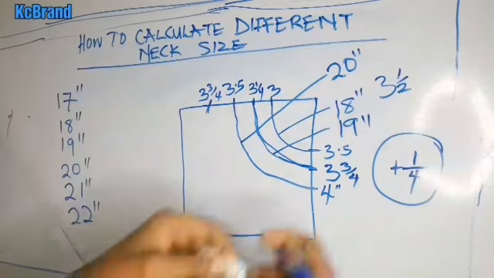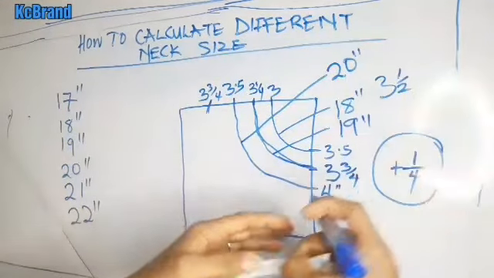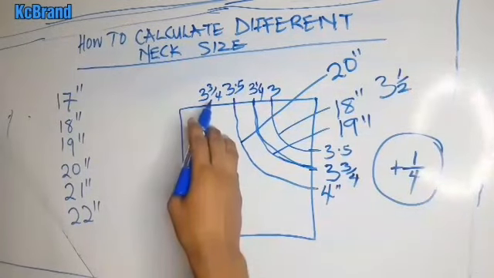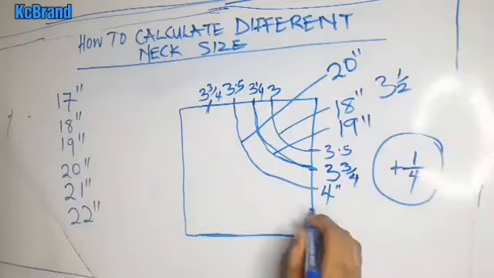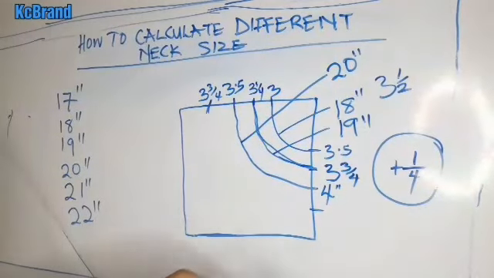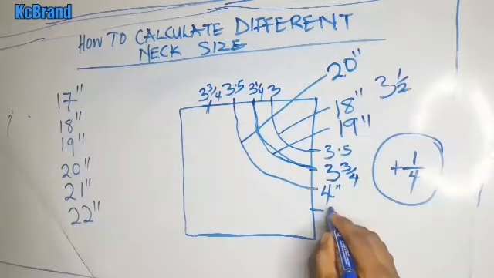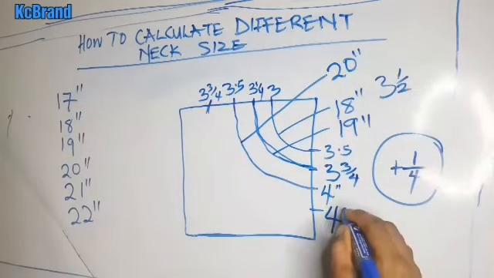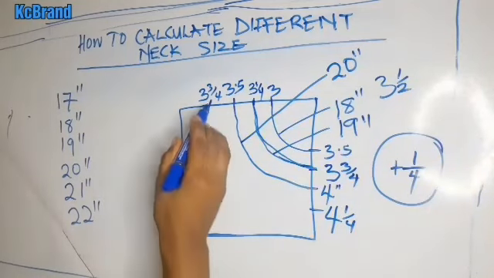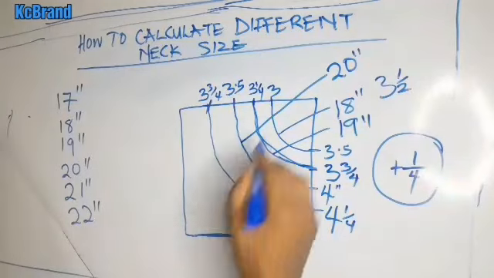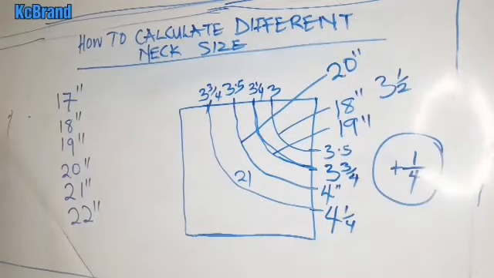So 3.75. You can see it. So at this side of it, 3.75 plus 1/2 inch will give us 4 1/4. Then you curve it. So this is for neck of 21 inches.